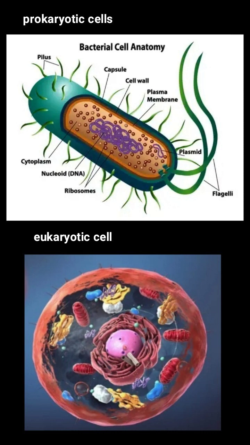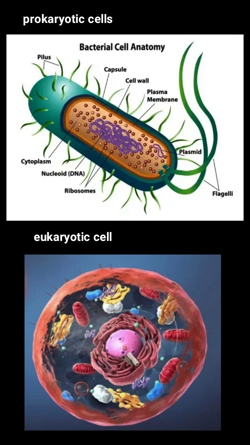On the other hand, eukaryotic cells are more complex and larger in size compared to prokaryotic cells. They have a well-defined nucleus that contains the genetic material and are characterized by the presence of membrane-bound organelles such as mitochondria, Golgi apparatus, and endoplasmic reticulum among others. These organelles carry out specific functions such as energy production, protein synthesis, and transport of molecules within the cell.